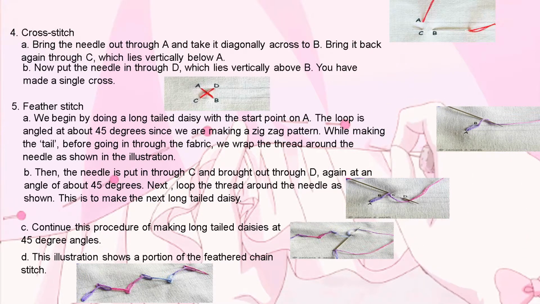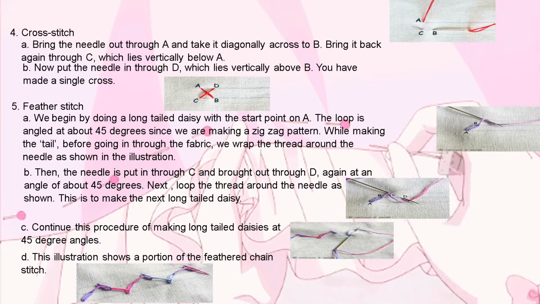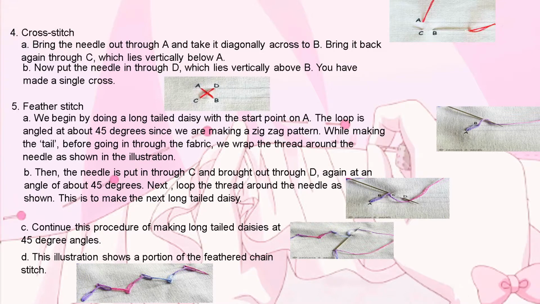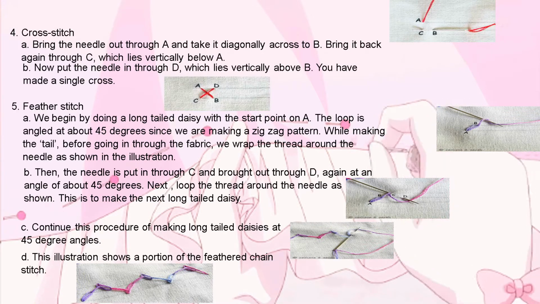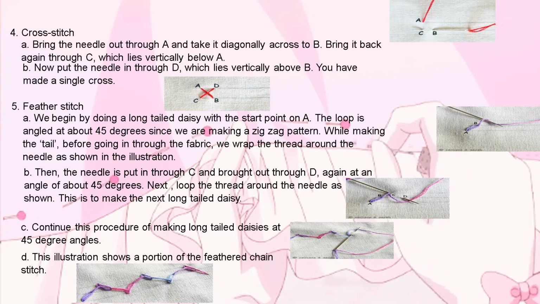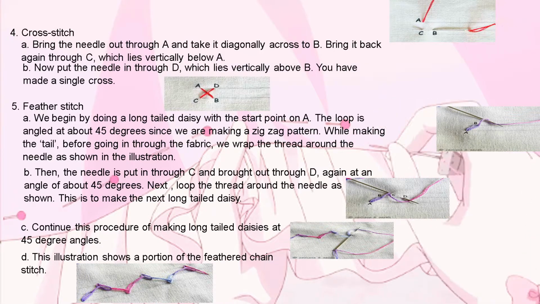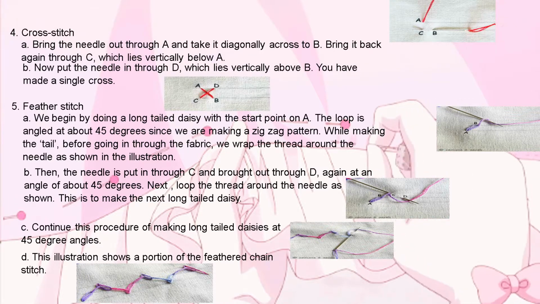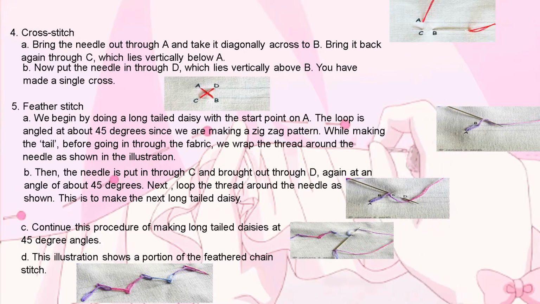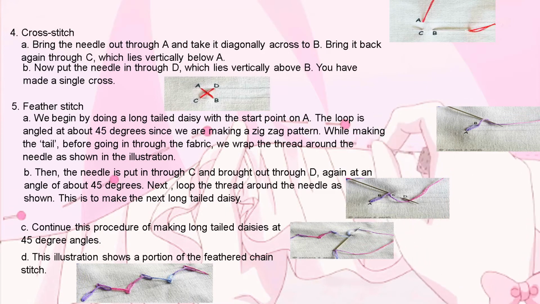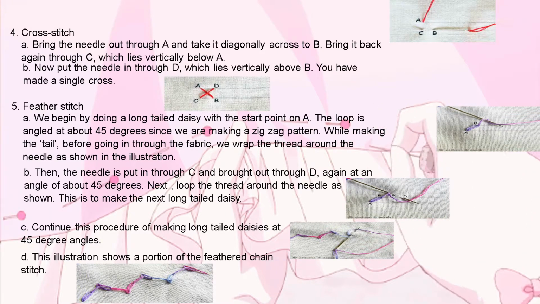Then, the needle is put into C and brought out through D, again at an angle of about 45 degrees. Next, loop the thread around the needle as shown. This is to make the next long tailed daisy. And continue this procedure of making long-tailed daisies at 45 degree angles. This illustration shows a portion of the feather stitch.